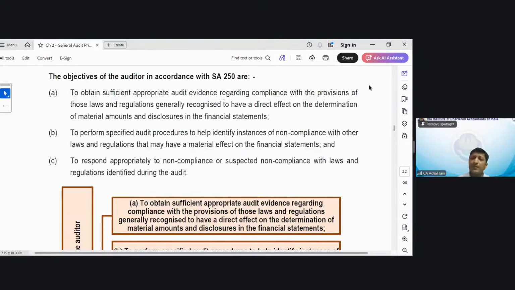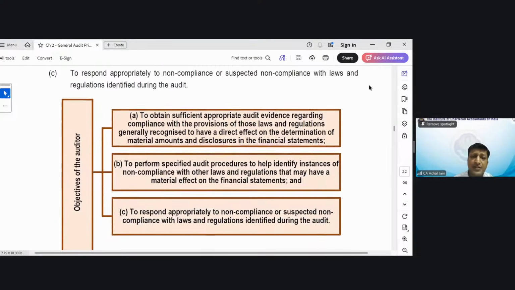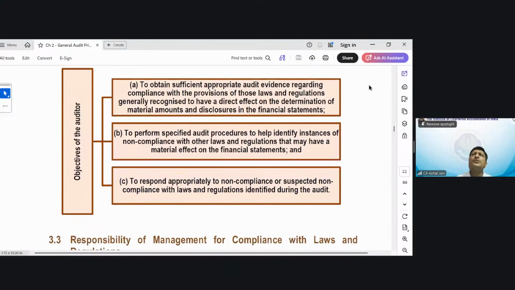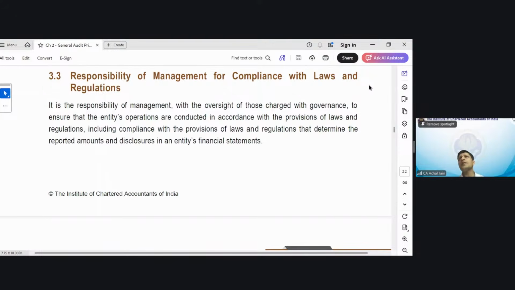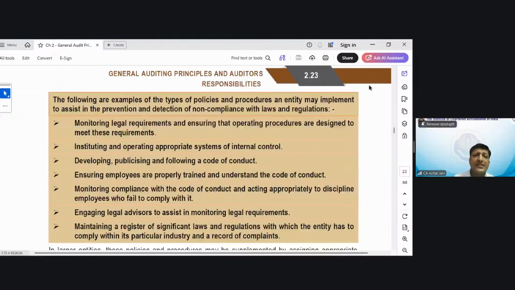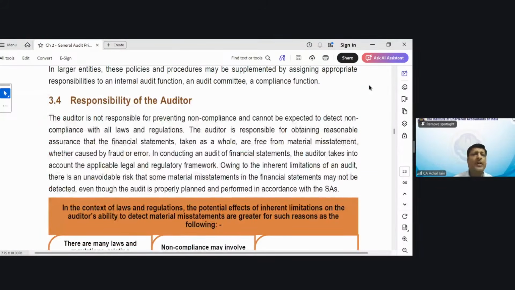Answer is yes. Now, when you talk about some of the industries which are quite significantly regulated, say for example, that is where it becomes all the more important. Now, when you talk about compliance, so to begin with, it's the management which is responsible for its compliance. So are we saying that it's actually shifted to the auditor? Answer is no.